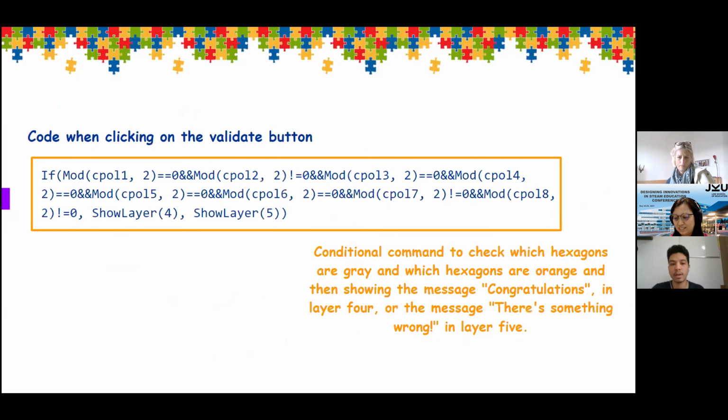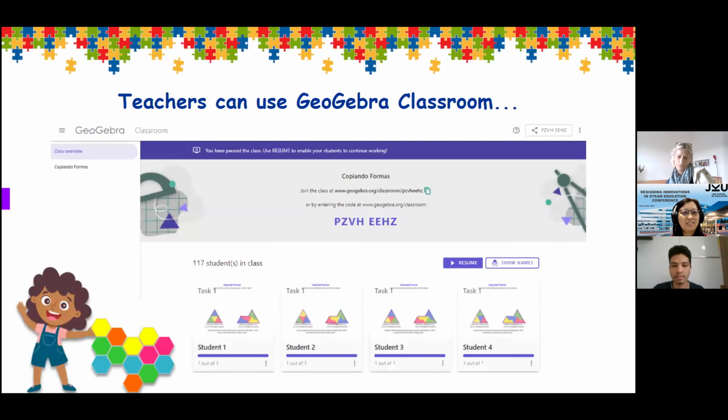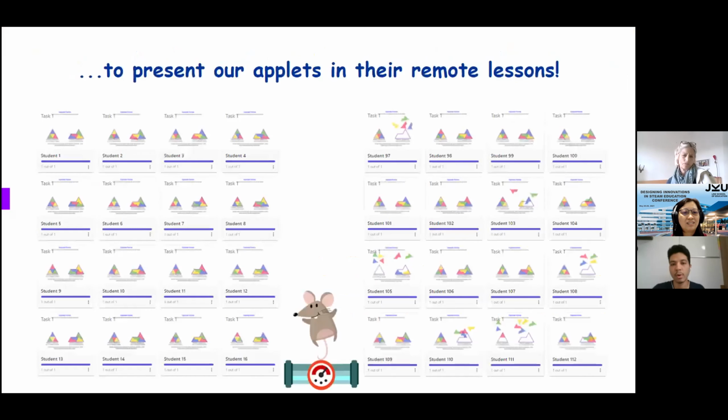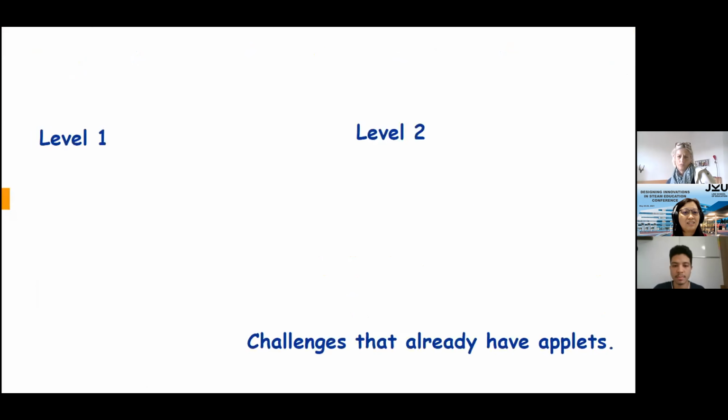And the code for clicking the validate button is a conditional command to check which hexagons are gray and which are orange. Then it shows the message "Congratulations" in layer 4, or the message "There's something wrong" in layer 5. Teachers can use GeoGebra Classroom to present our applets in their remote lessons.